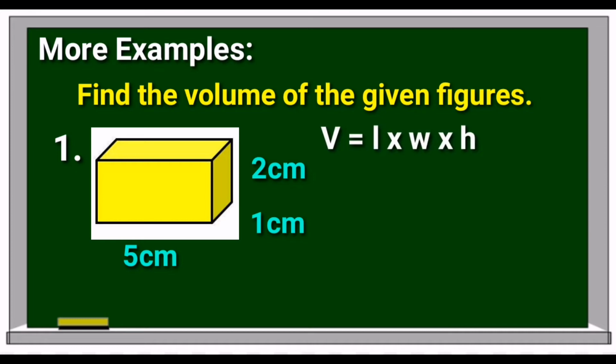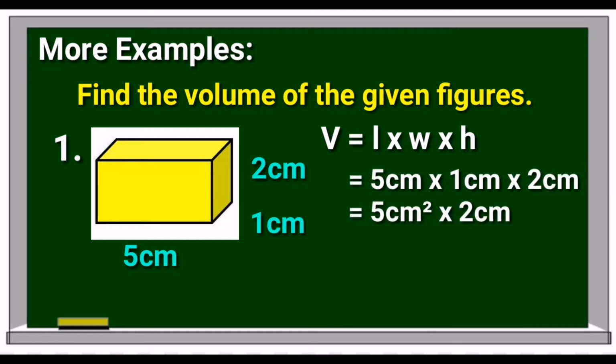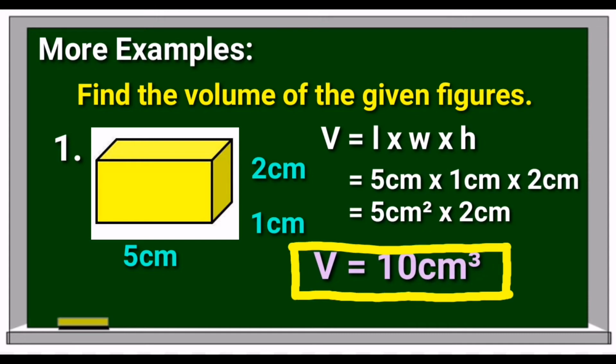So we are going to use the formula V equals L times W times H equals 5 centimeters times 1 centimeter times 2 centimeters. 5 centimeters times 1 centimeter is 5 centimeters squared times 2 centimeters. The final answer is 10 cubic centimeters.